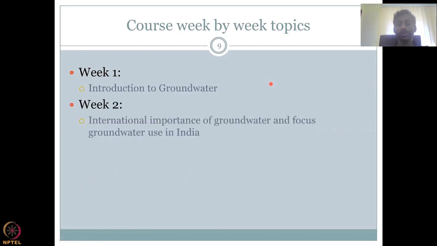In week two, we would discuss some international use of groundwater, like in different countries, how it has been used. And we would focus more on groundwater use in India. So we'll have understandings from other regions. What do they use it for? How do they grow the crops, etc.? And then we will focus on groundwater use in India.